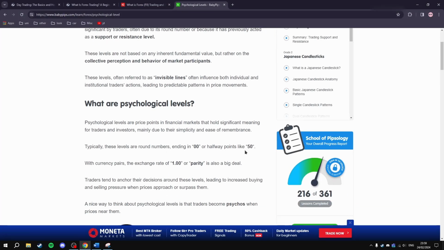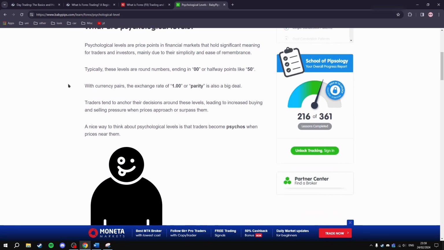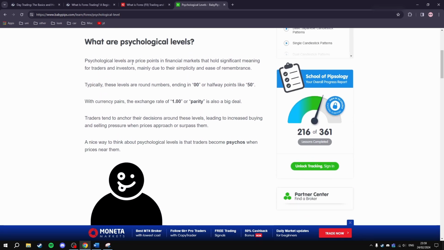These levels, often referred to as invisible lines, often influence both individual and institutional traders' actions, leading to predictable patterns in price movements. What are psychological levels? Psychological levels are price points in financial markets that hold significant meaning for traders and investors, mainly due to their simplicity and ease of remembrance. Typically, these levels are round numbers ending in 00 or halfway points like 50.